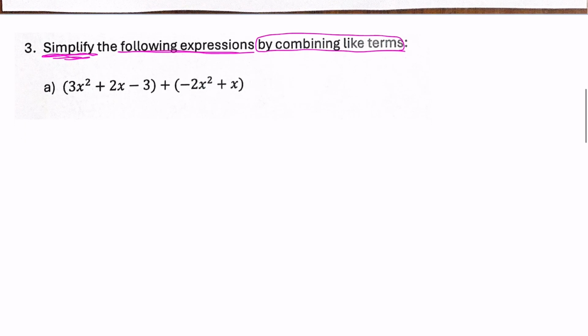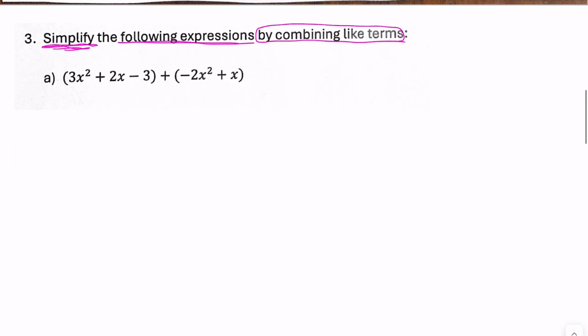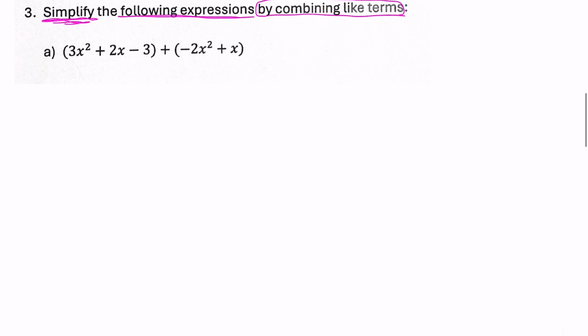Okay, so let's just go with 3a first. Two parts here, 3a and b. So what's going on here? We have two polynomials. There's our first one and our second one. Each is separated by a bracket. It's kind of like a group. So we have a 3x squared plus 2x minus 3 there, and then we are adding, combining another expression, which is a negative 2x squared plus x.